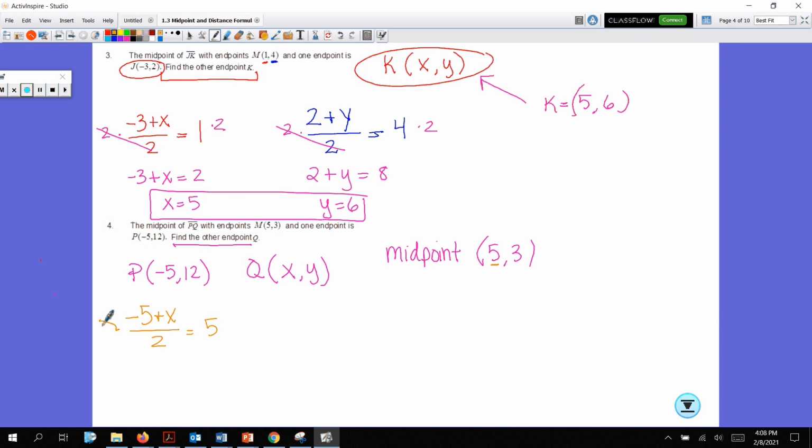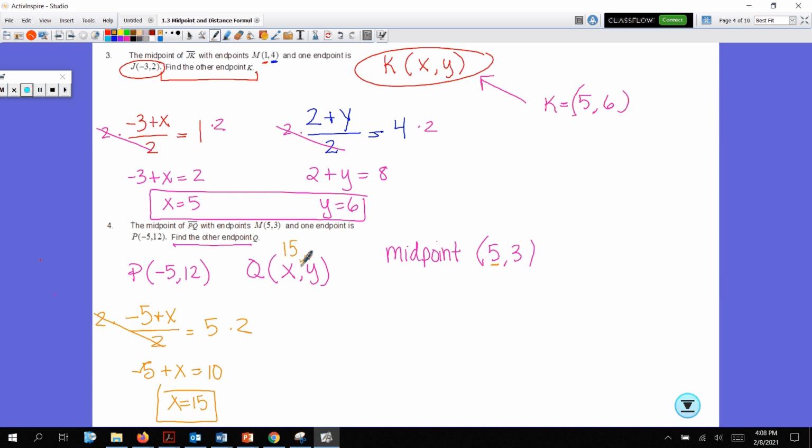Okay, multiply both sides by, oh my goodness, multiply both sides by 2. Negative 5 plus x is equal to 10. I add 5 and x is equal to 15. Okay, so I have a 15 here for my x coordinate for my random point Q, okay?